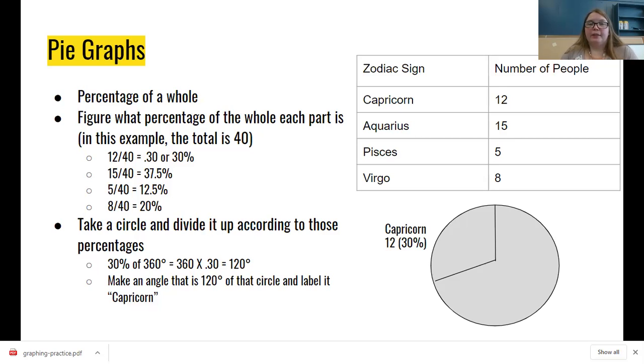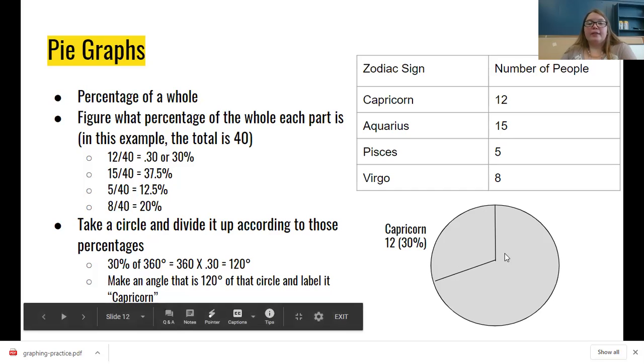It's a little bit complicated, but you need to be able to read it. So if I saw this, I would know by looking at this pie graph that about this chunk out of the whole was people who answered Capricorn.